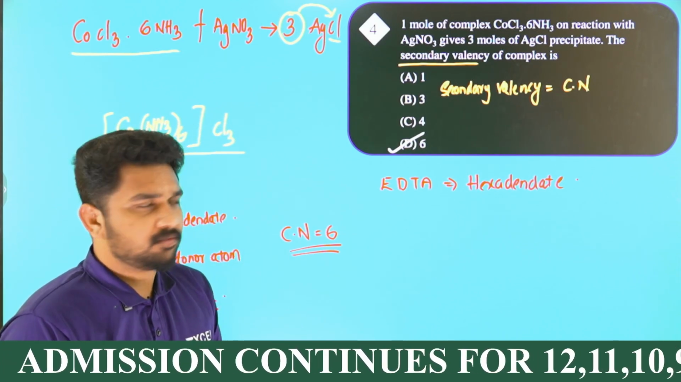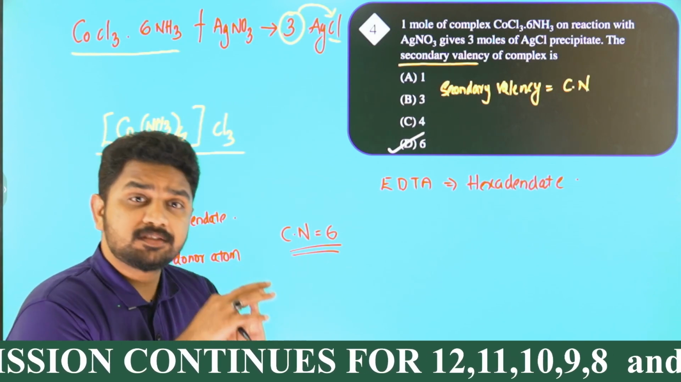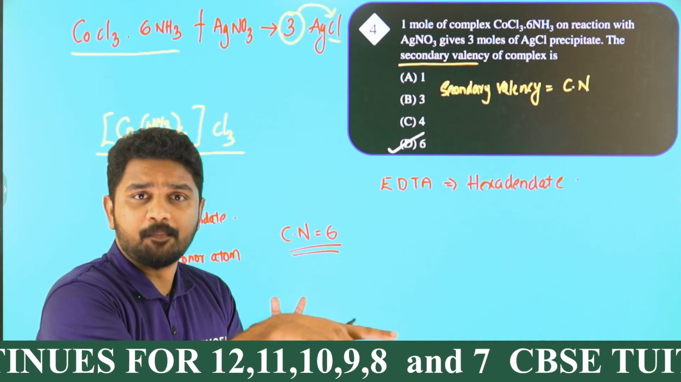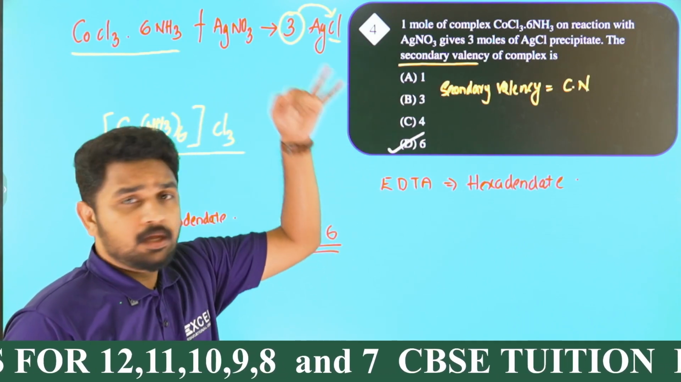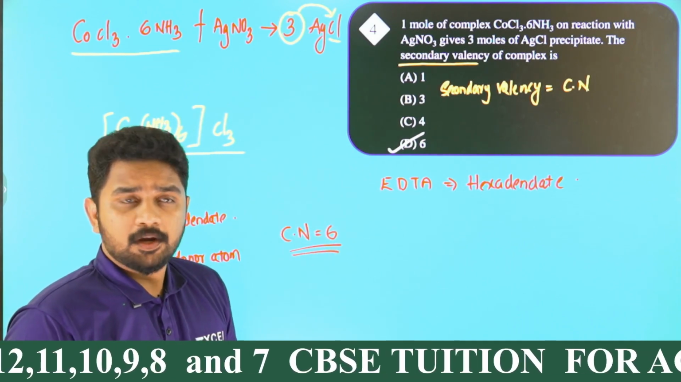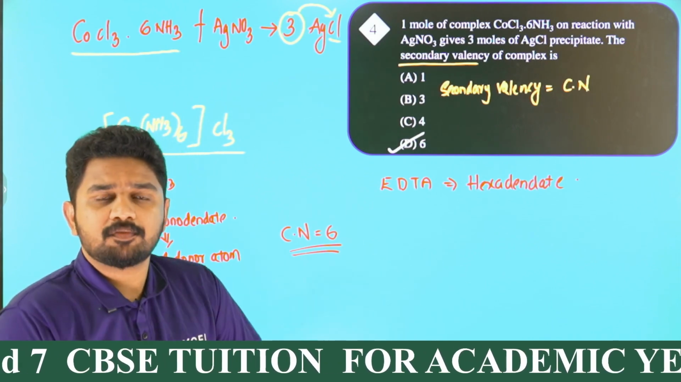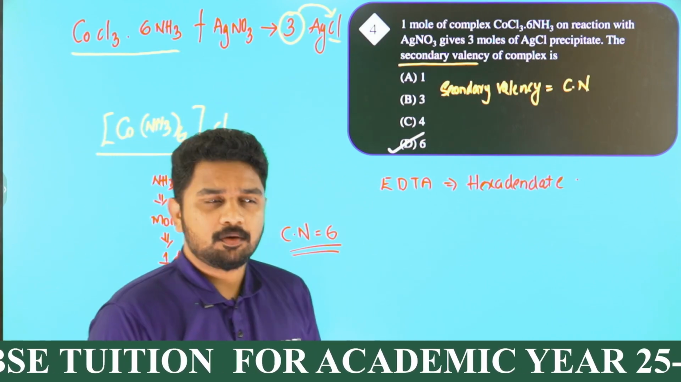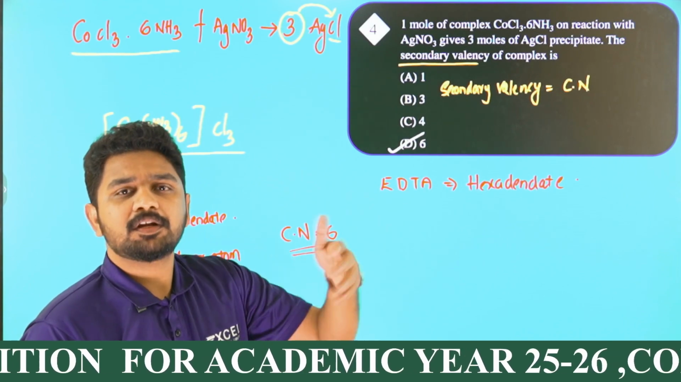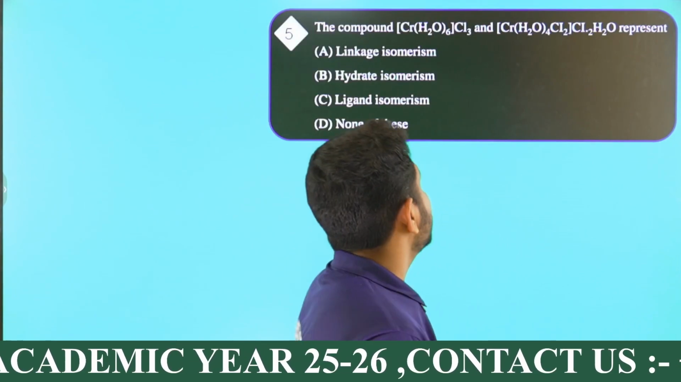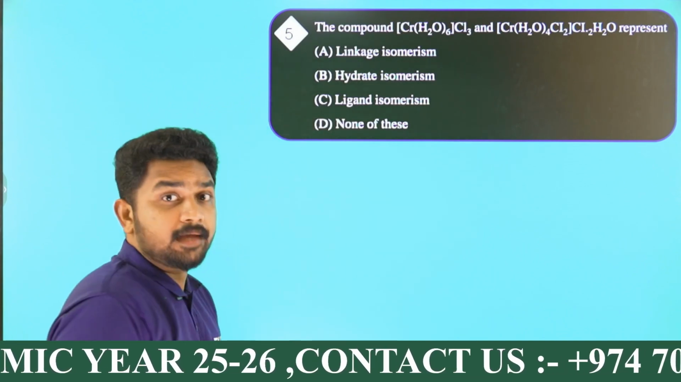Easy? Yes. So we covered Werner's theory using this question, and we covered IUPAC nomenclature of coordination compounds using the last two questions. And the first question was from the terminologies, the introduction part of coordination compounds, finding the oxidation state and the coordination number. That's it, finished. Now we are moving on to the next topic, that is isomerism.